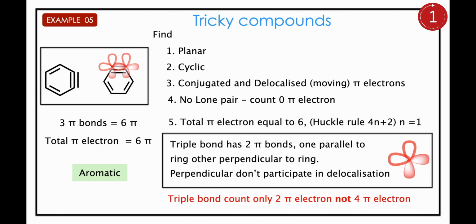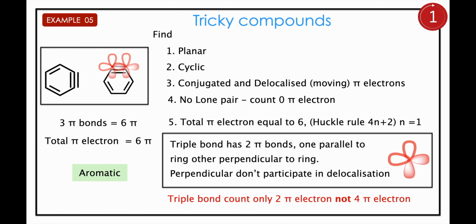Then the next tricky question, benzene with one triple bond, benzyne. So we will go step by step. The compound is planar and definitely cyclic. The conjugation is there. Delocalization is happening with pi electrons. No lone pair, so 0 pi electrons from it. Here you may be confused whether the triple bond gives 2 pi electrons or 4 pi electrons. Here you should count only 2 pi electrons.